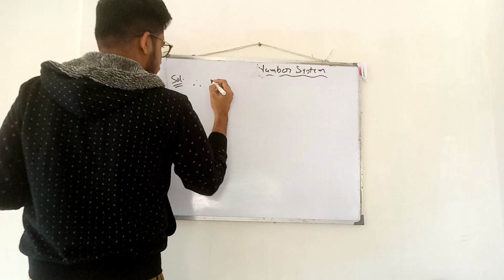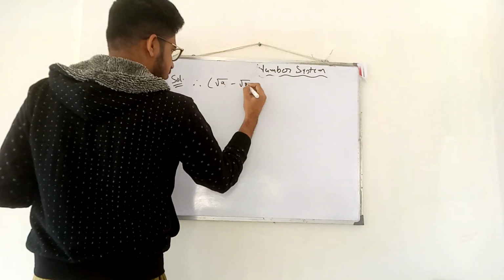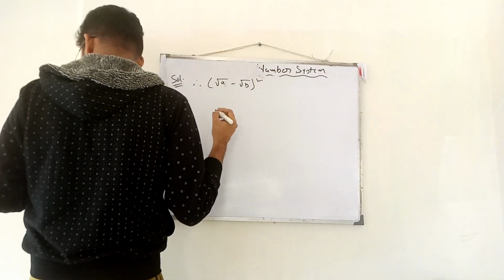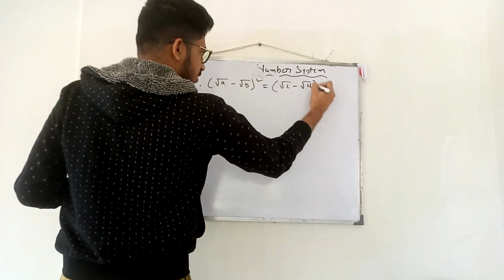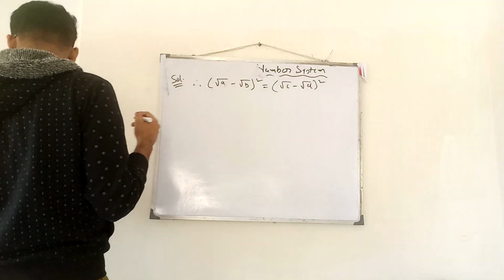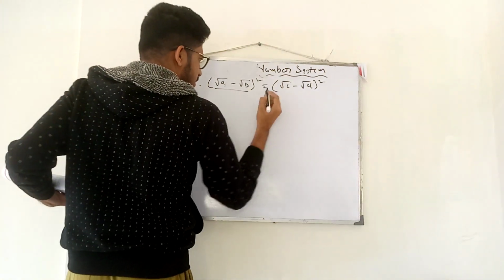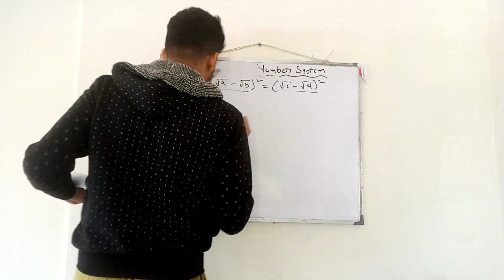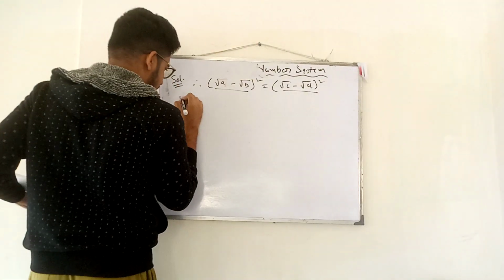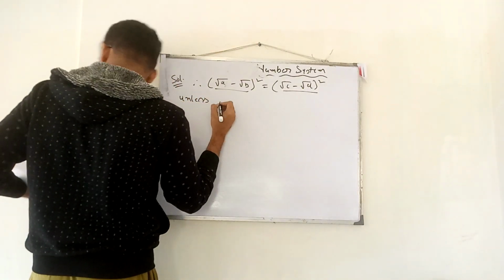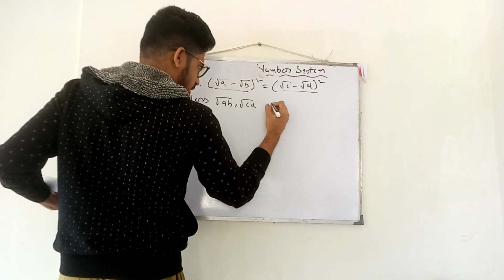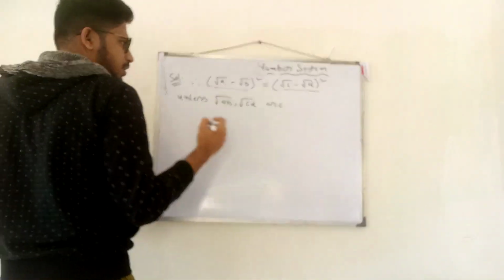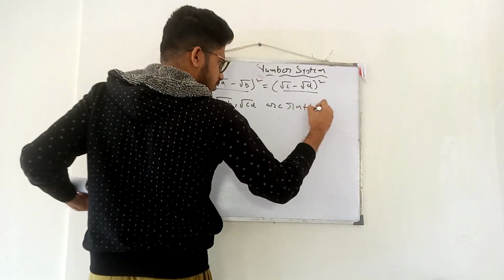Okay, so here root A minus root B whole square is equal to root C minus root D whole square, unless root AB and root CD are rational.